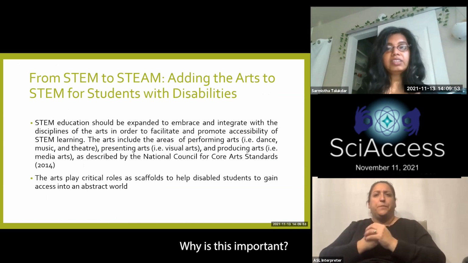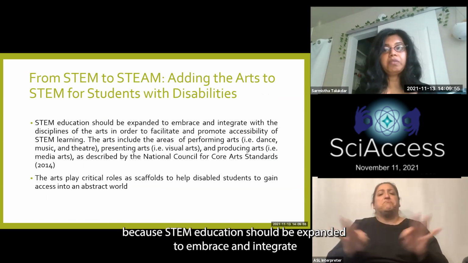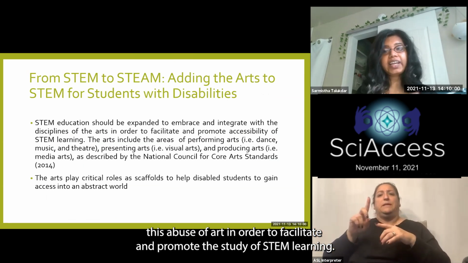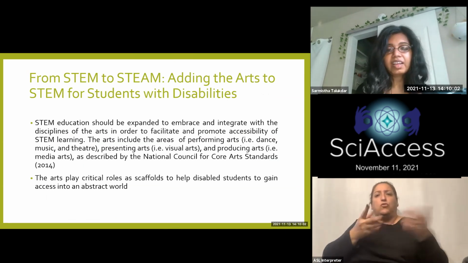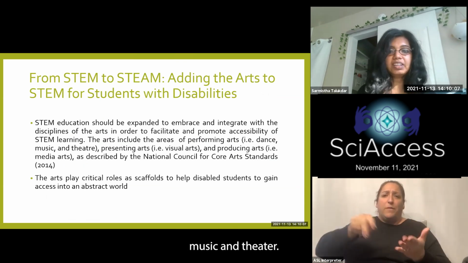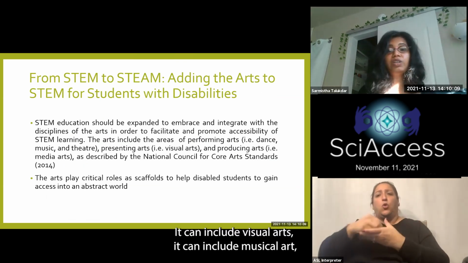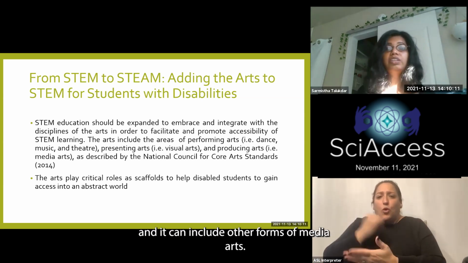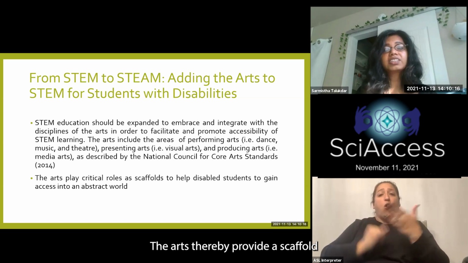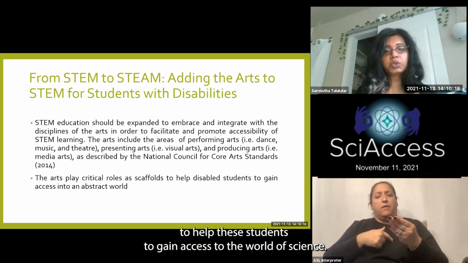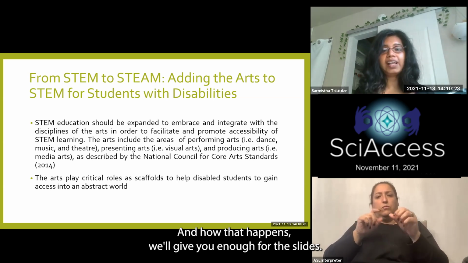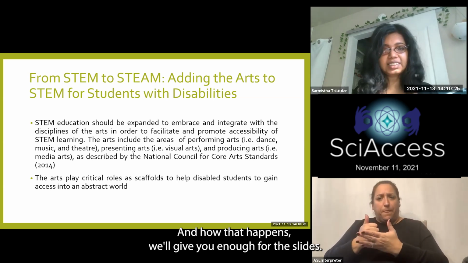Why is this important? This is important because STEM education should be expanded to embrace and integrate the disciplines of art in order to facilitate and promote accessibility of STEM learning. This can include various forms of performance art, such as dance, music, and theater. It can include visual arts, it can include musical arts, and it can include other forms of media arts as well. The arts thereby provide a scaffold to help disabled students to gain access to an abstract world of science. And how that happens, I'll talk to you about in the further slides.